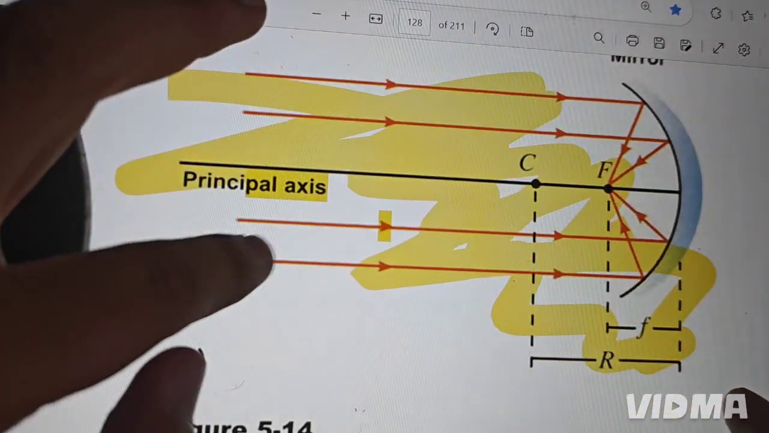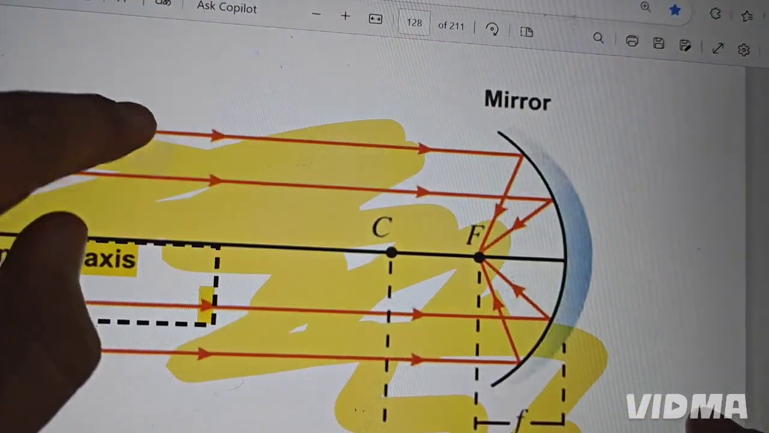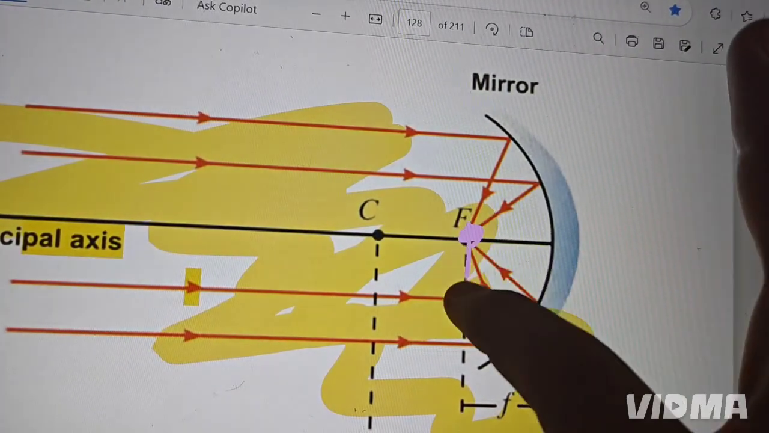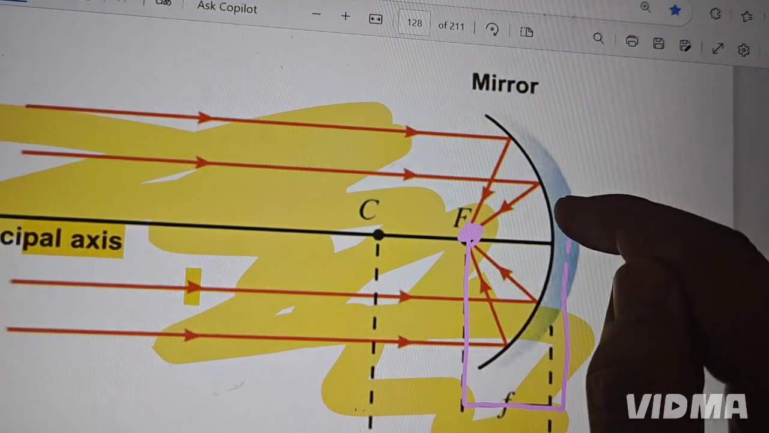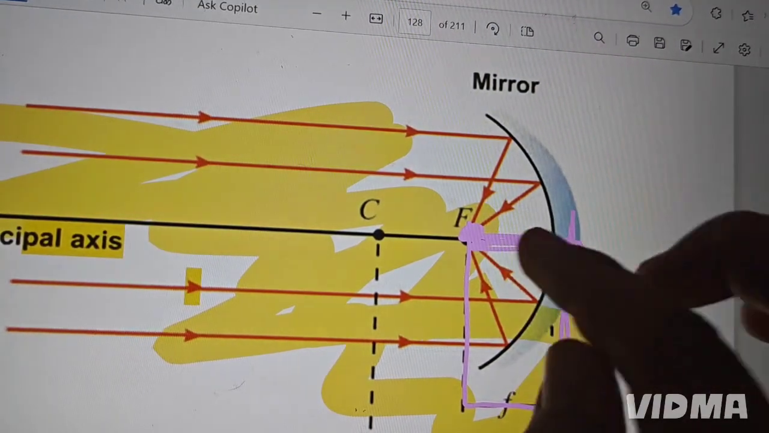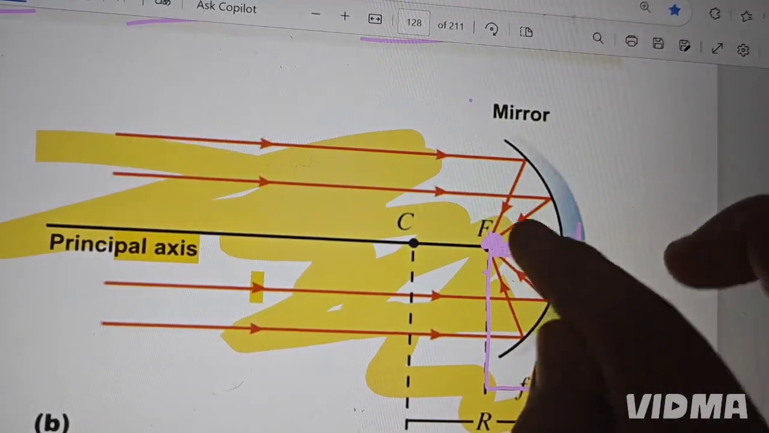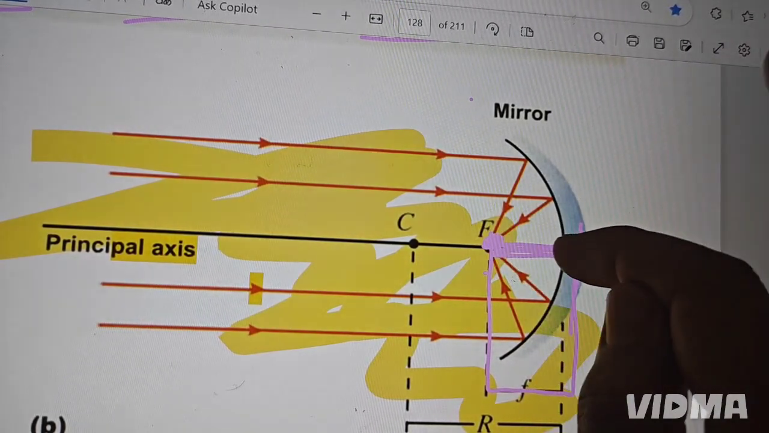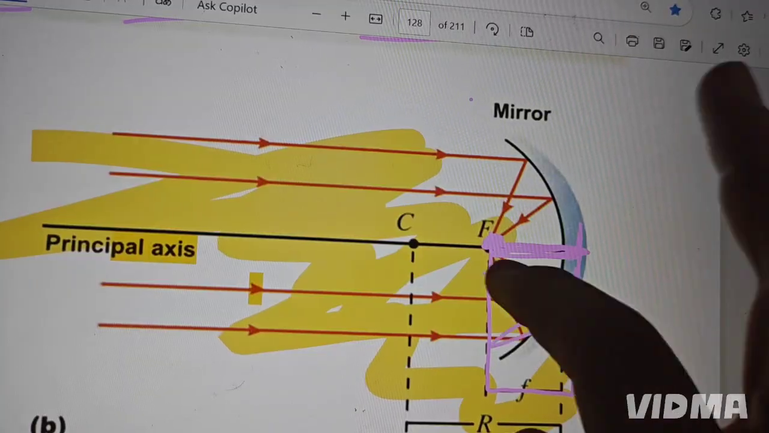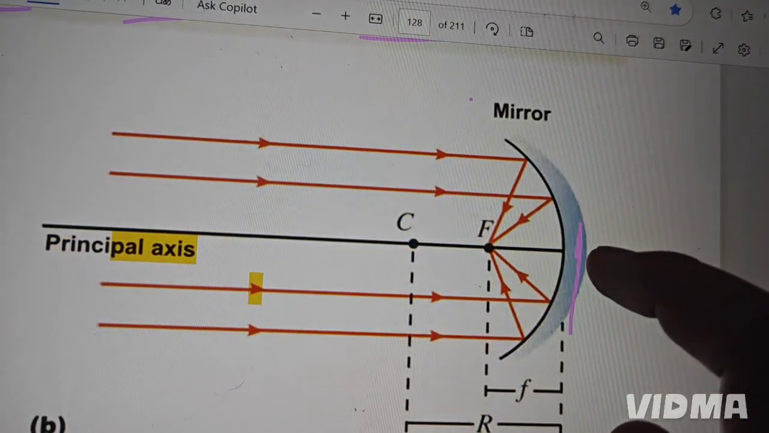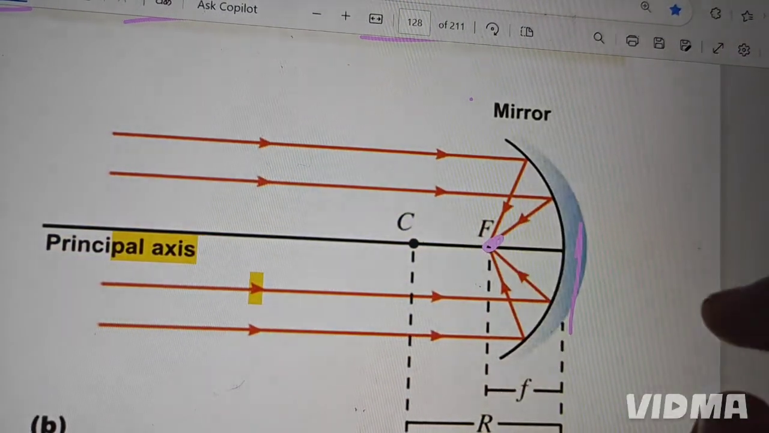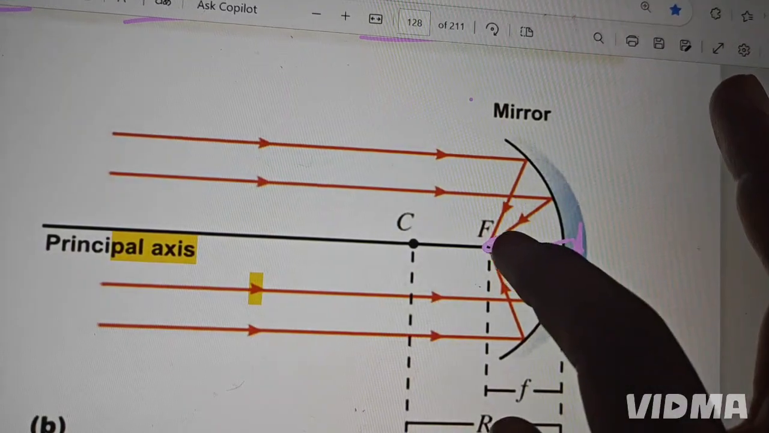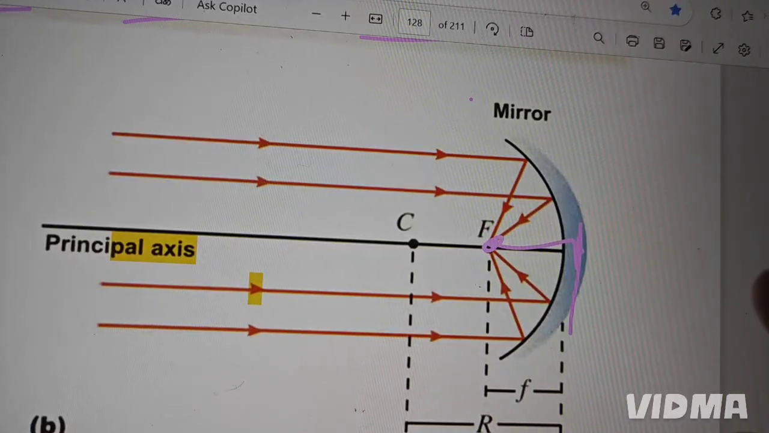Focal length is the distance between this focal point to here. If you have F capital, this is the focal point. The distance between the focal point and the back of the surface is called focal length. This is called the focal point, but the distance between them is the focal length.